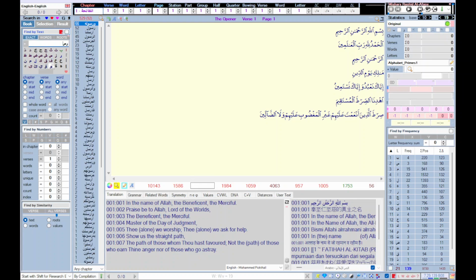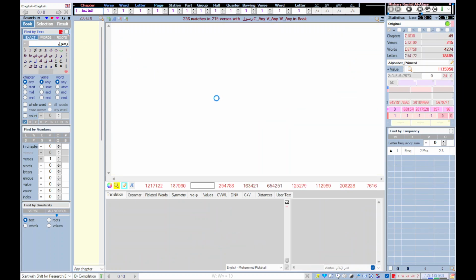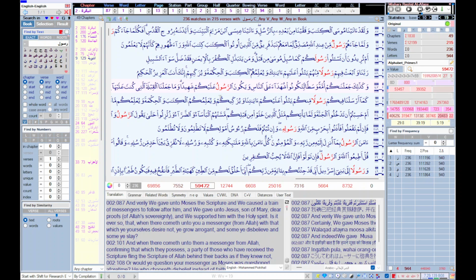Ra, Sin, Wow, Lam. And so we're going to search the entire Quran for all the verses that contain the word rasool in it. And what we find is 215 verses contain the word rasool in it.